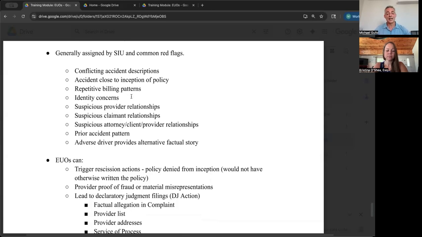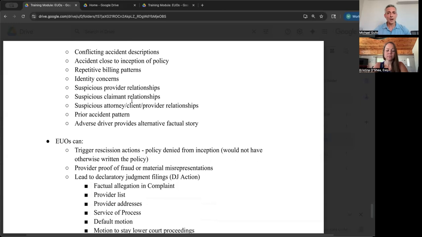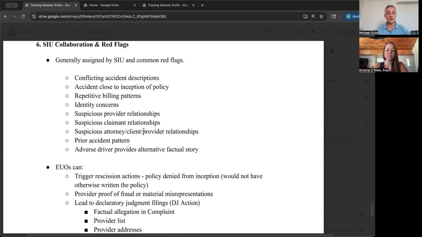Identity concerns: how the occupants know each other, and prior accidents and their link to prior accidents. Suspicious behaviors, relationships, accident patterns, different stories, all these things that SIU takes a look at and evaluates. They have their case notes, and they say, wait a minute, something's not right. We want to pull this person in for an EUO to verify this claim.